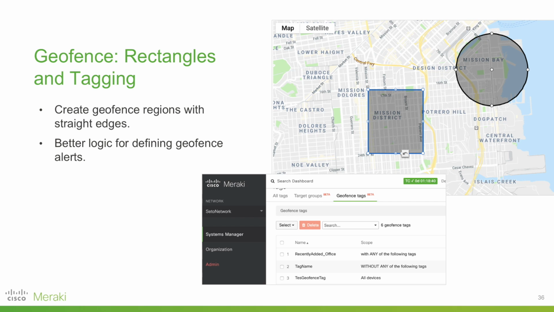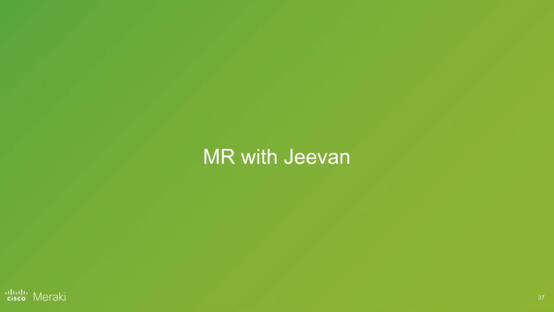If you check this out, please also look at the tagging page. The tagging page has new geofence tags, which allows you to have better logic for whether a device has entered a geofence, whether it's left a geofence. It's a much improved feature and one that we hope more people will use. That is our quarter, but back to Jivan again.